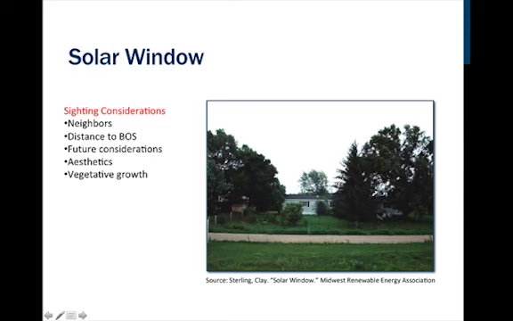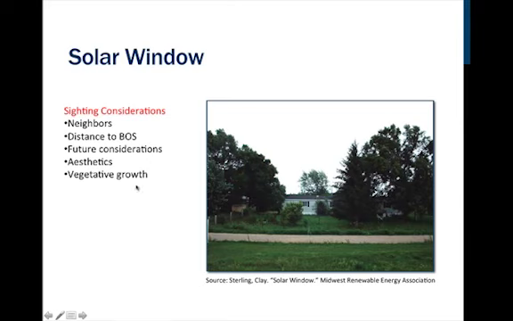Other things to consider are neighbors, distance to the balance of systems. How far is it from the array to the balance of systems? Can we go great distances? Yes, but it also costs more money. Future considerations and goals of the home. Are you going to do any additions on there? What about landscaping? And then aesthetics. How does it look from the road? If we're going to sell this technology to the public, it has to look good.